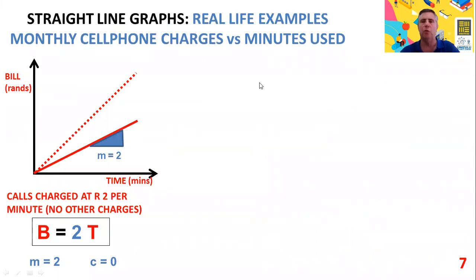In video 1.2, we did a little real-life example of looking at monthly cell phone charges, and we said if it's 2 Rand per minute, then the graph of your bill in rands versus your time in minutes will just be a straight line with a gradient of 2. The y-intercept will be 0 because there's no initial charge.